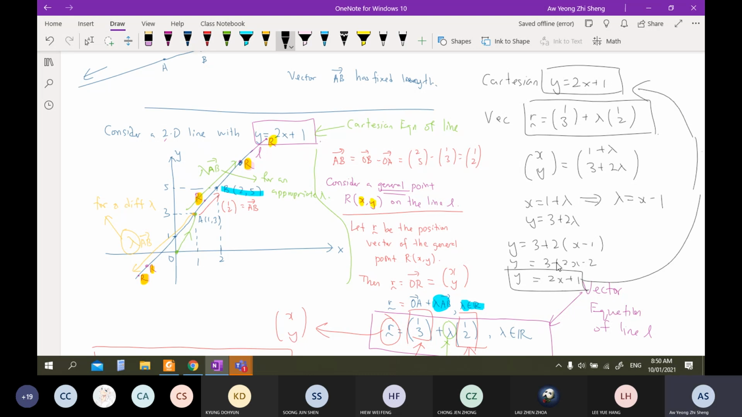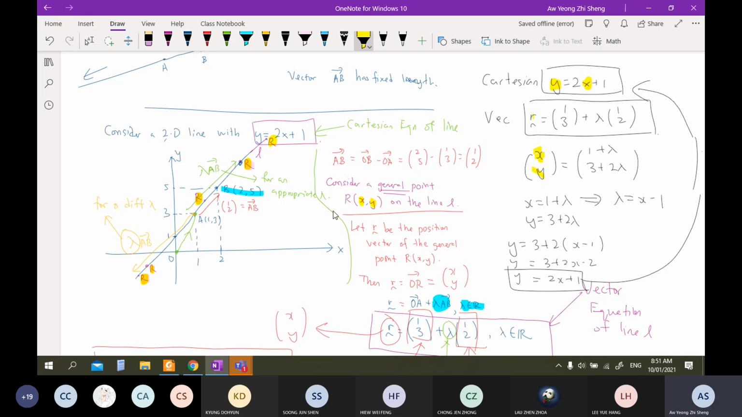Right, so once you replace your vector r by (x, y), once you replace the general point by (x, y), you can get the Cartesian equation. And so that's the whole idea. In the Cartesian equation, we use x, y to denote the relationship between x and y coordinate for a general point on the line. Because the Cartesian equation will be applicable to every point on the line. As you vary the value of x, you can find the corresponding value of y. So the x, y in the Cartesian equation is actually the x, y coordinate of a general point.